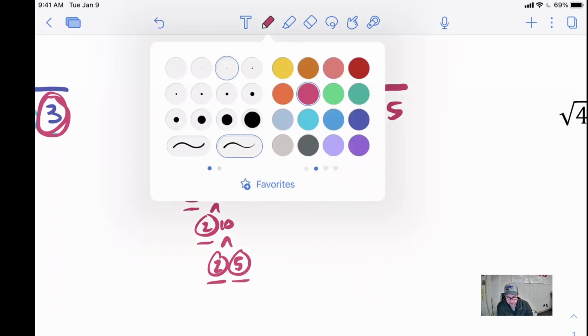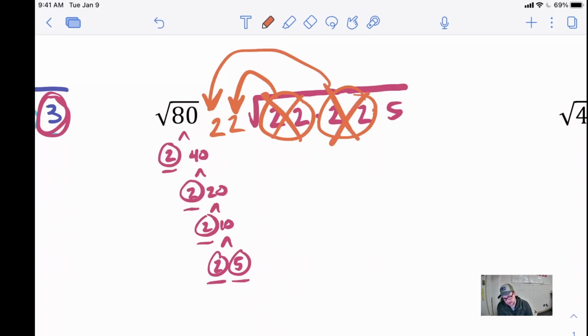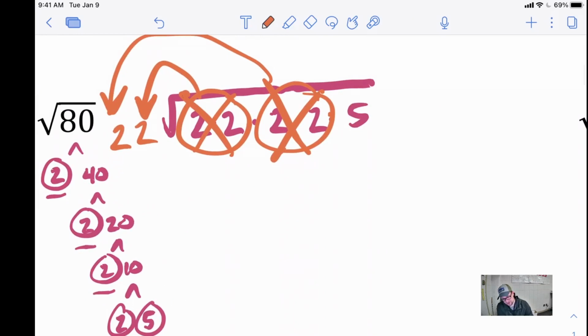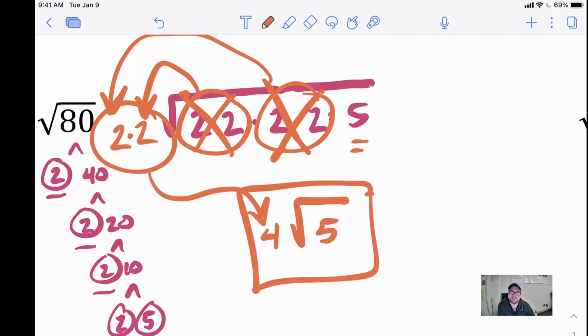Then we just want to do our 2-for-1 special. We have 2 of the same, we get 1 of those on the outside. 2 of the same, we get 1 of those on the outside. And then remember, those disappear. They're no longer on the inside. So on the inside, the only thing we had left here was just the 5. So that's going to stay right here. And then remember, this isn't 22. This is 2 times 2, which is, of course, 4, which is why 4 square roots of 5 is our answer.